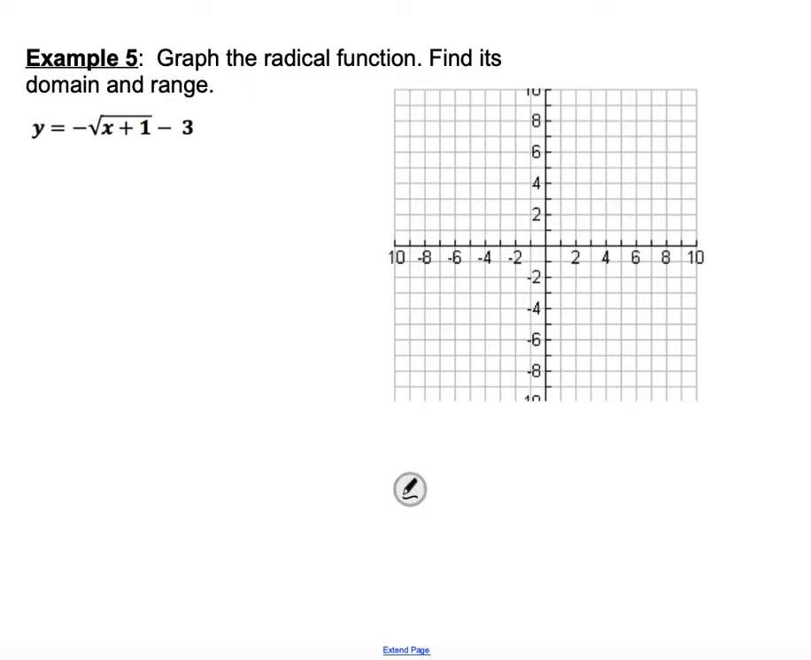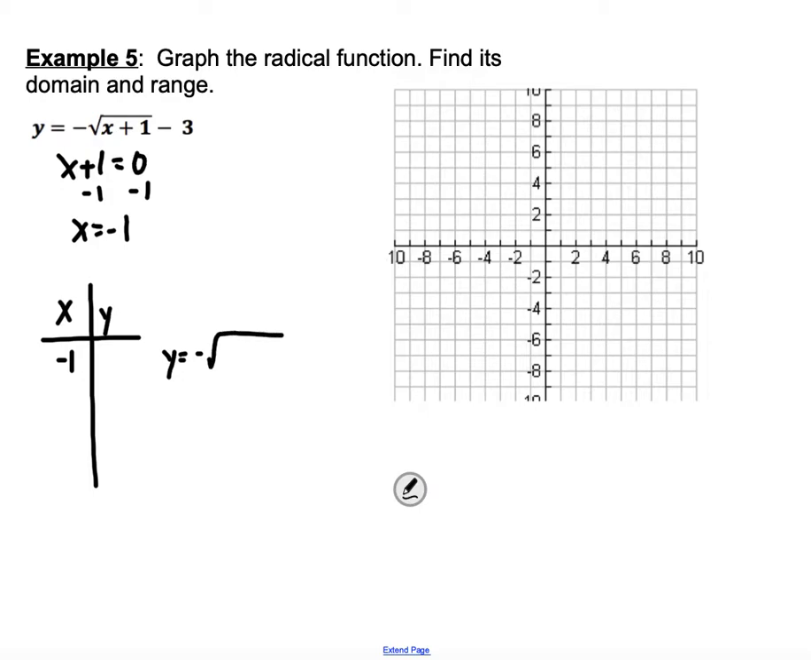Example 5 here. Again, this is tricky. There are other things on the outside of the radical. The only part you set equals 0 is the part that's underneath the radical. So it goes x plus 1 equals 0. Solve for x. Set up your table there. Plug in -1. So negative 1 plus 1 is 0. Square root of 0 is 0 times a negative 1 is 0. Minus 3 is a negative 3.